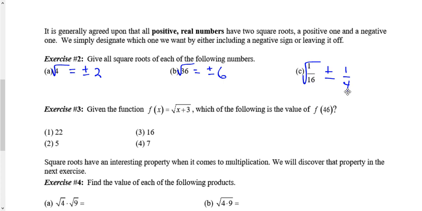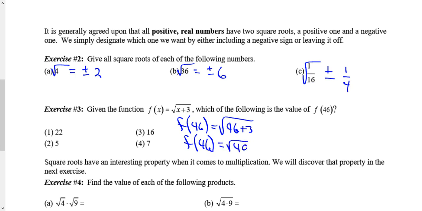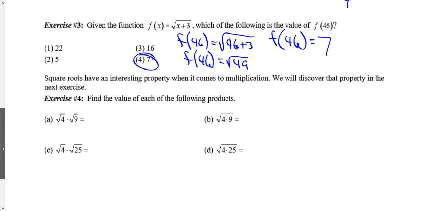Okay. Exercise 3, we have a square root function. F of x equals, what is that? We do function in order of operations, right? So the square root thing is kind of like parentheses. You can work inside of that first, right? So f of x equals square root of x plus 3. They want the value of f of 46. So you know what to do, right? Square root of 46 plus 3. F of 46 equals the square root of what? 49. What is the square root of 49? Just the principal square root. Equals 7, right? You know it's plus or minus 7, but again, we're just dealing with the principal.